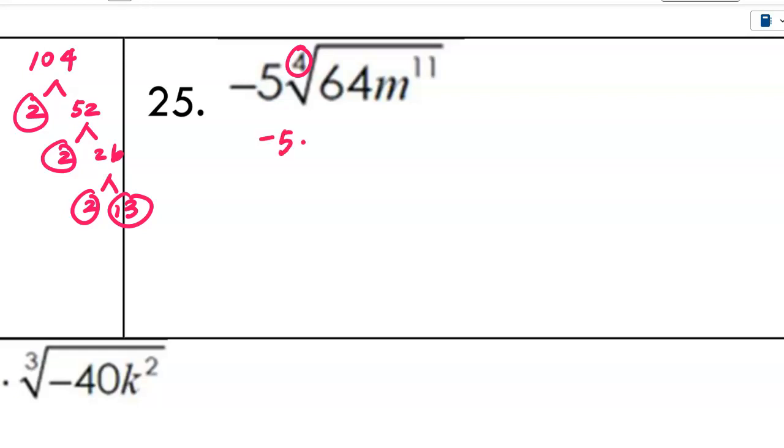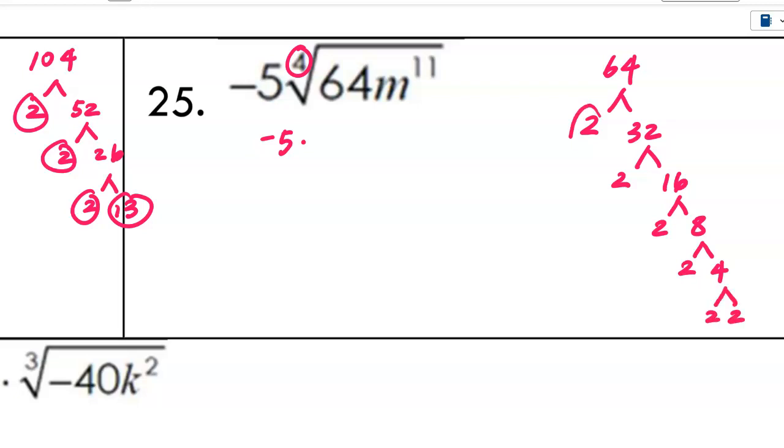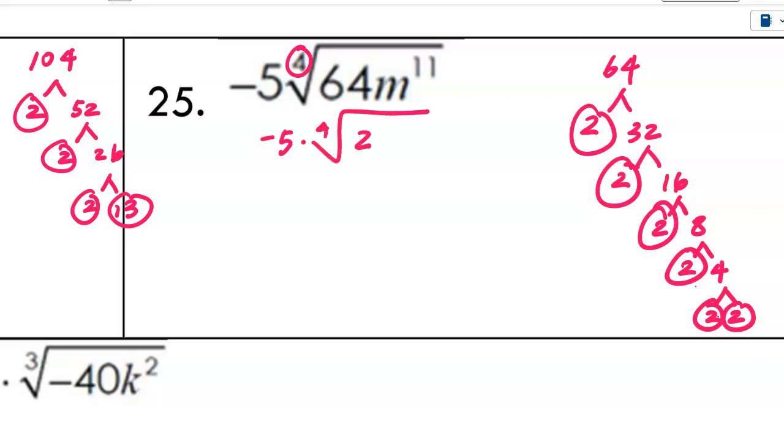Negative 5 times, make the factor tree: 2, 32, 2, 16, 2, 8, 2, 4, 2, 2. And if you already know the exponents of 2, 1, 2, 3, 4, 5, 6, it should be 2 to the 6th. Okay, 2 to the 5th is 32. So when you have 32 and you double that, or you multiply it by 2, then it's 64.